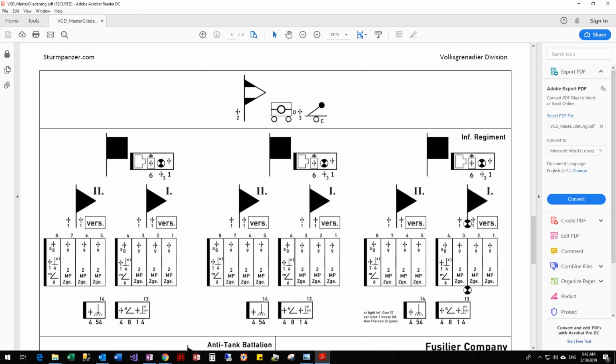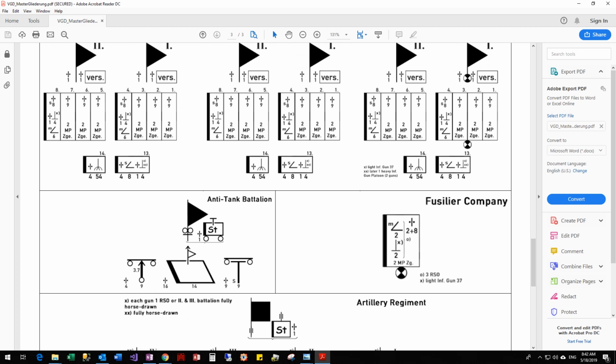Now, the reason it starts at 13 and is supposed to go into 9 is that the old organization for infantry divisions was 3 battalions per regiment. And so you would have a 9, 10, 11, 12 company, and then 13 would be the next one. So that's the reason it goes to 13. Then you have anti-tank battalions and the Fusilier company.